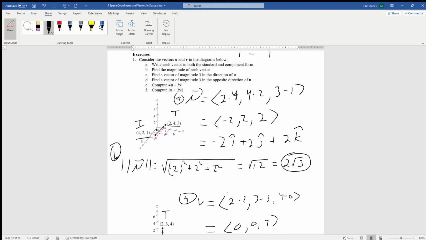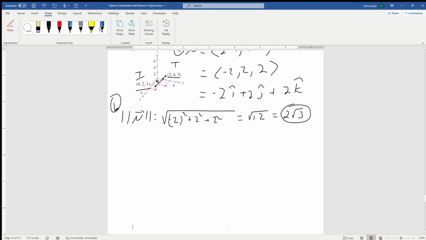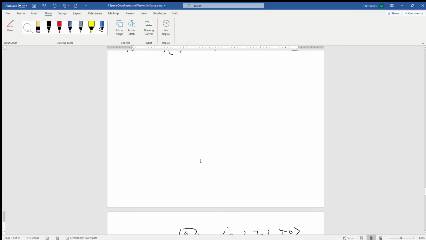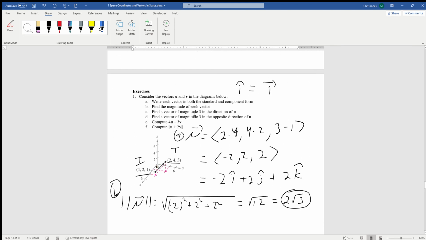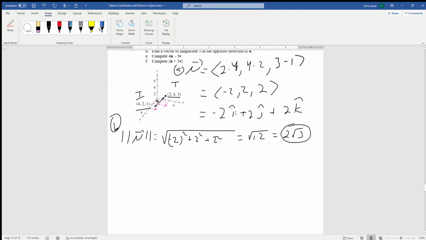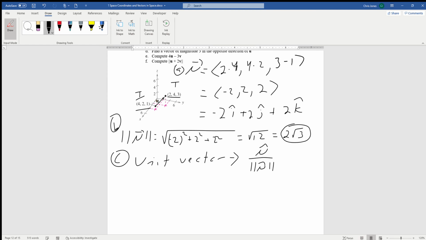Now we're tasked with finding a unit vector in the same direction as u, but with a magnitude of 3. And then we're also tasked with finding a vector in the opposite direction of u. Both of these are fairly easy. Now recall that to find a unit vector in the same direction, that's going to be equal to u divided by the magnitude of u.